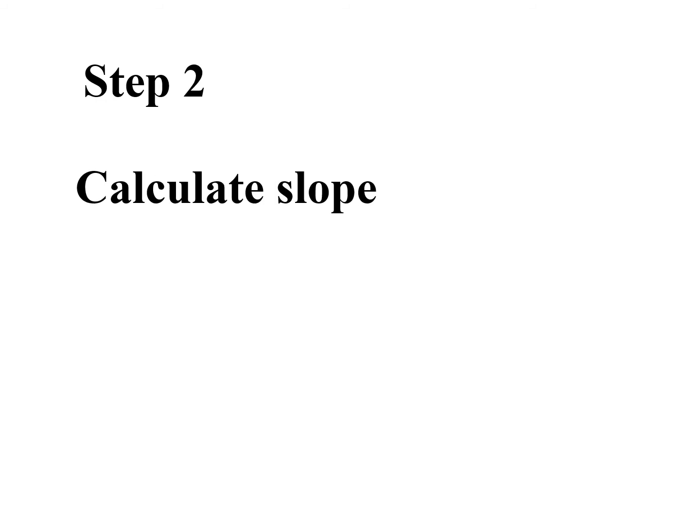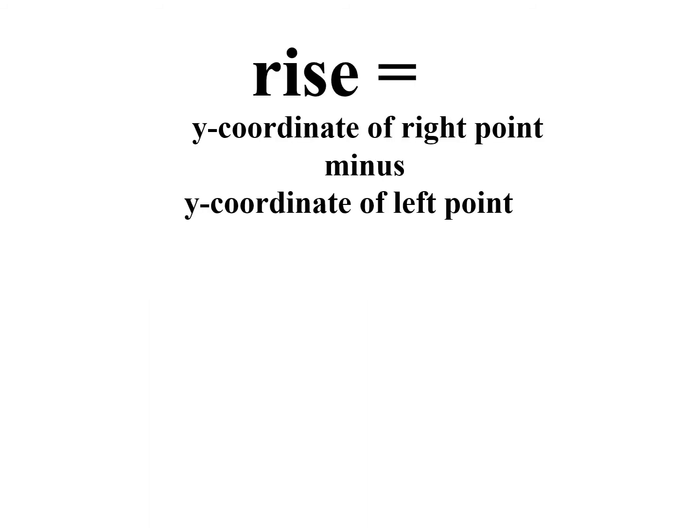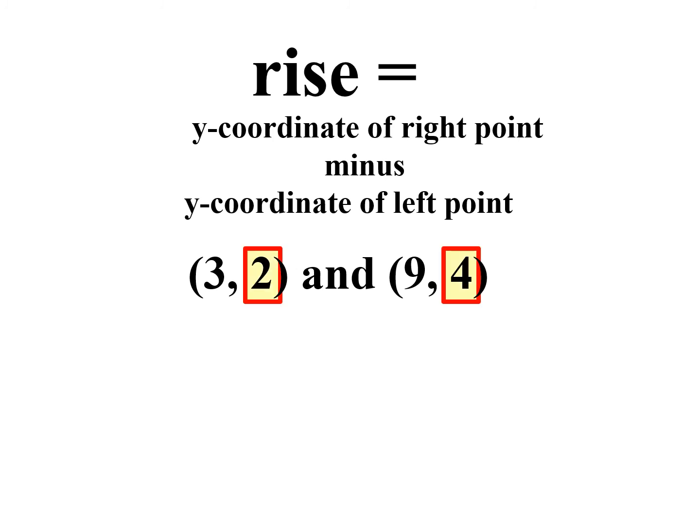Step 2 is to calculate the slope of the line. To calculate the slope, we take the rise and divide it by the run. The rise is equal to the y-coordinate of the right point minus the y-coordinate of the left point. So here are the 2 points that we selected from step 1. The y-coordinate of the right point is 4, and the y-coordinate of the left point is 2. So the rise is equal to 4 minus 2, which means our rise is equal to 2.